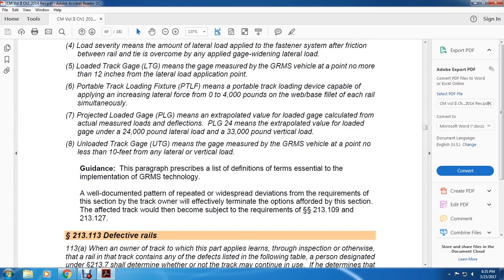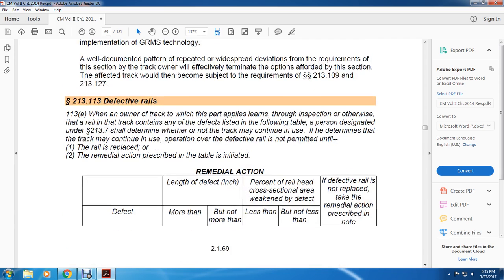This paragraph prescribes a list of defined terms essential to the implementation of gauge resistant measurement technology. With a well documented pattern of repeated and widespread deviation from the requirements of this section, the track owner effectively terminates operation under the options afforded by this section. Affected track would then become subject to the requirements of 213.109, 213.127, or 213.113, defective rails.